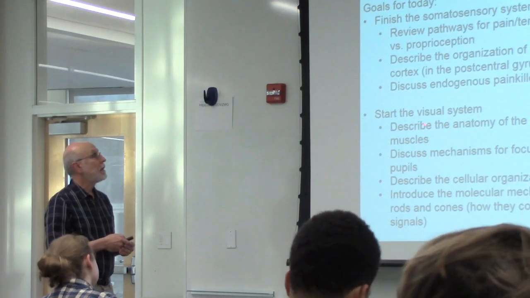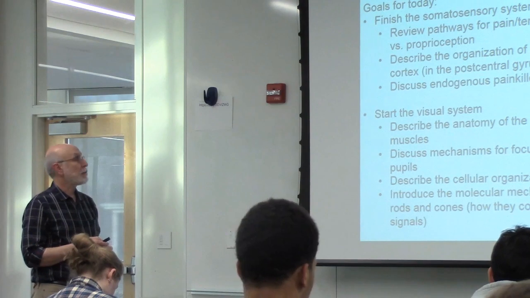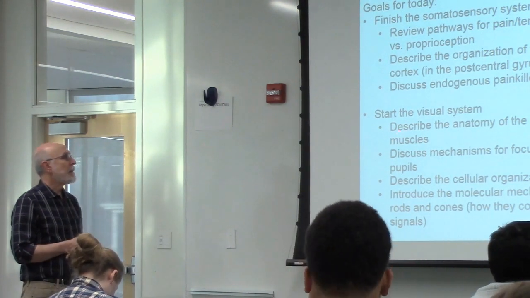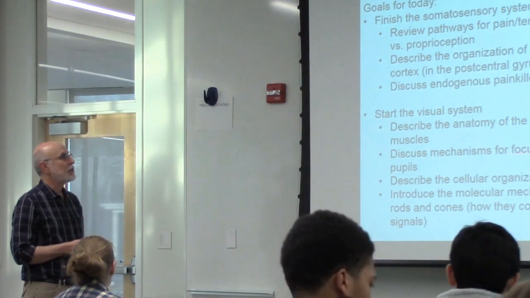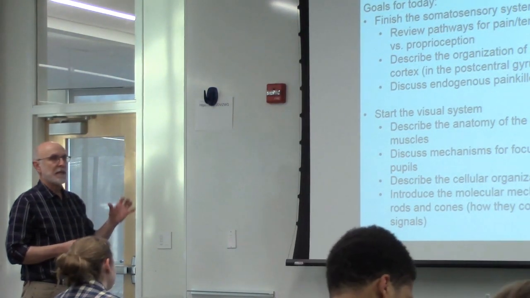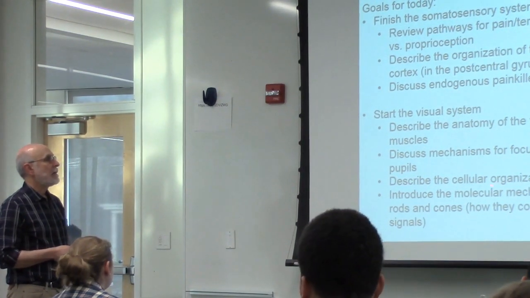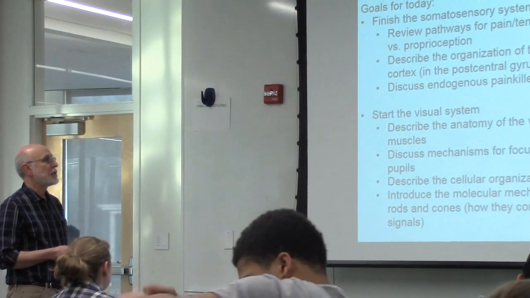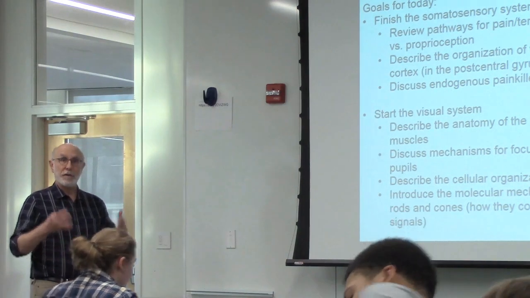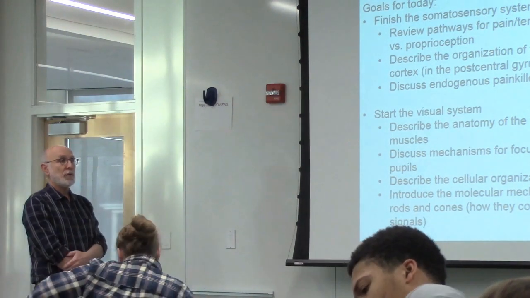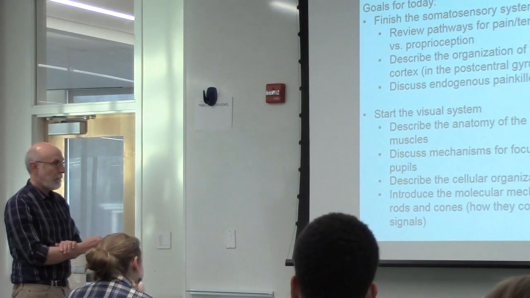So we'll move from the somatosensory system into the visual system, a completely different sensory system, starting with some anatomy, some anatomical physiology related to focusing the eyes and constricting the pupils to limit the amount of light coming into the eye, and then, if there's time, getting into the organization of the retina and the mechanisms of how your retina converts photons into an electrical signal that your brain interprets as vision.